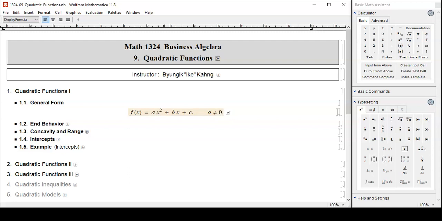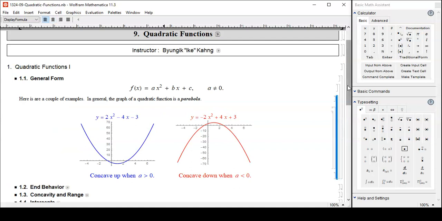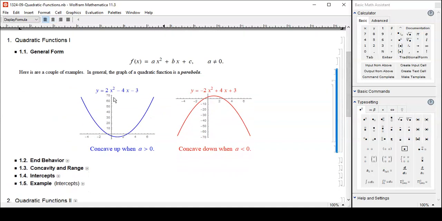Furthermore, this quantity a is particularly important in the sense that it determines the general shape of the graph. Let me show you a couple of examples here. When a is positive, the leading coefficient is positive, in general we get this kind of graph, a parabola which is concave up. When a is negative, on the other hand, we get a parabola that is concave down. Minimum here, concave up, and maximum there, concave down.